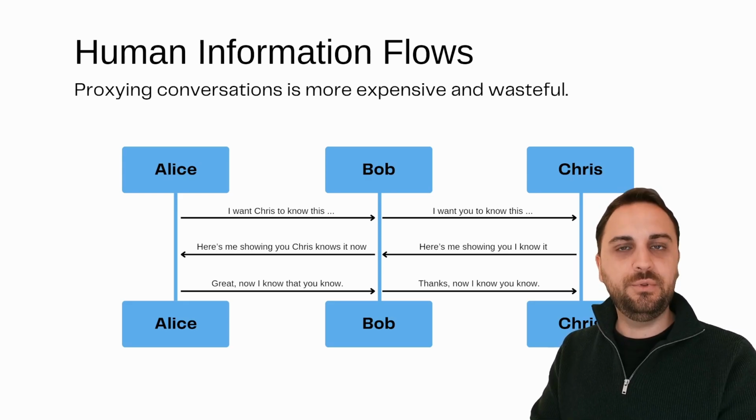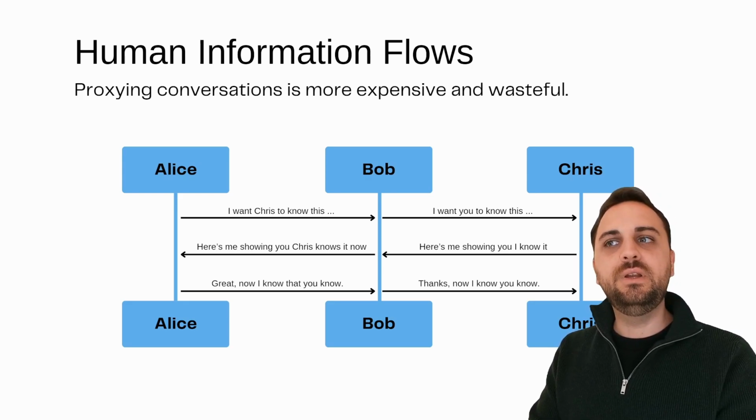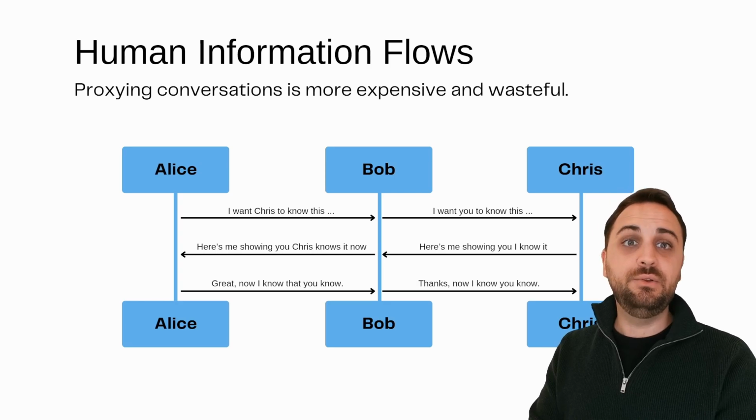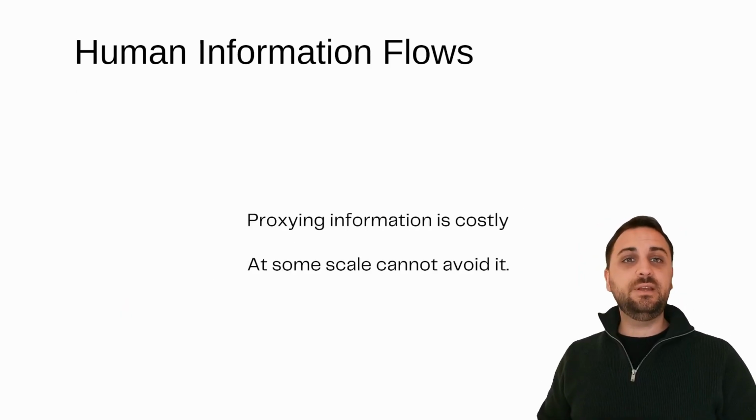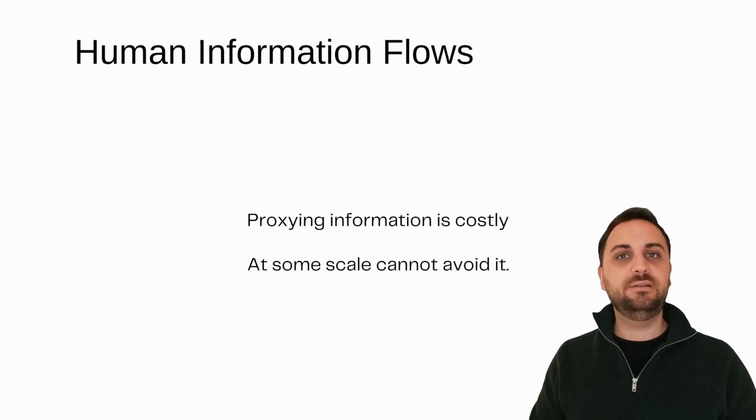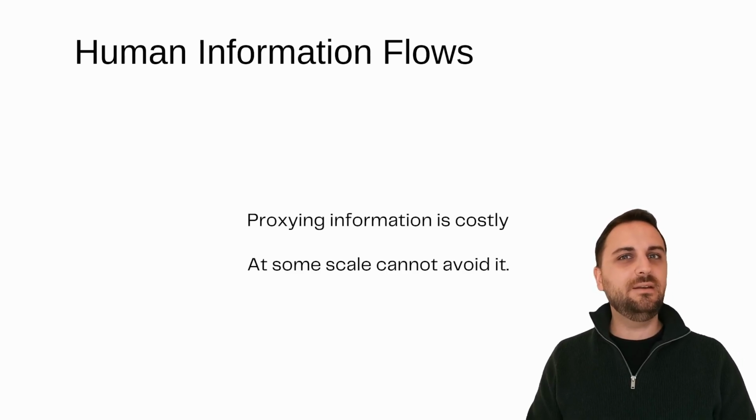So we have to be careful with where we apply this, and be careful that we don't bottleneck information so that there's only one way; it needs to be regenerative somehow. But we have to be careful about this. Proxying information is costly, and at some scale, you can't avoid it.